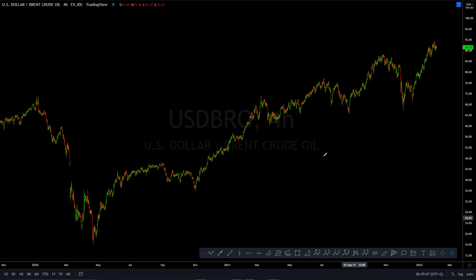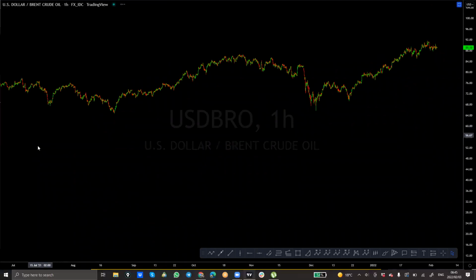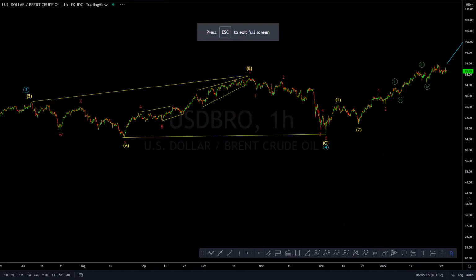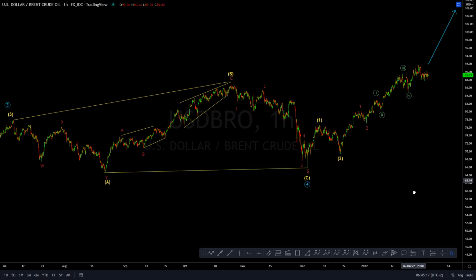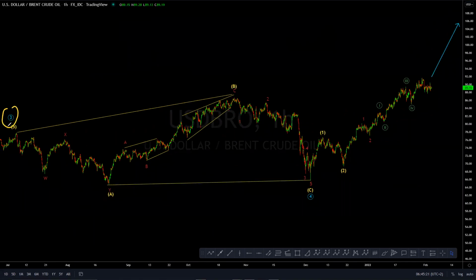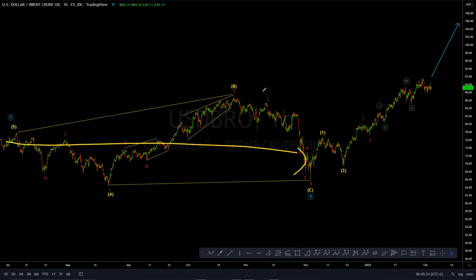Right, so on the 1 hourly, I'm presenting a chart here that is labeled. It's one of the views that we hold, that we may have had indeed, as I said, a 1, 2, 3, 4, 5 to the upside. We may have had that as 3 in the primary degree, and this whole structure here as a 4, right? Instead of a 1 or an A there, a 2 or a B there, but we look at this whole structure as a possible 4th wave correction.